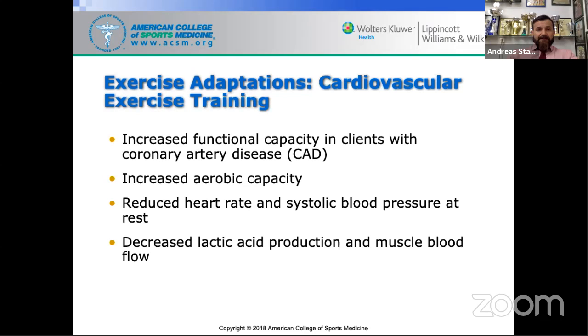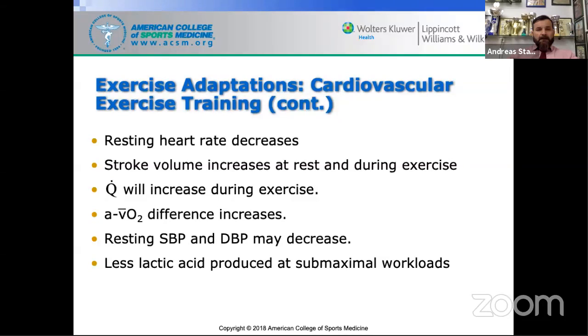What happens with cardiovascular exercise training? Functional capacity. Okay, there's a more efficient system. Increase, of course, aerobic capacity or VO2 max if you want to measure it that way. Reduce heart rate, systolic pressure at rest, and of course decrease lactic acid production and muscle blood flow. Resting heart rate decreases. We know that fit people have lower resting heart rates. Stroke volume increases at rest and during exercise. It will increase during exercise.